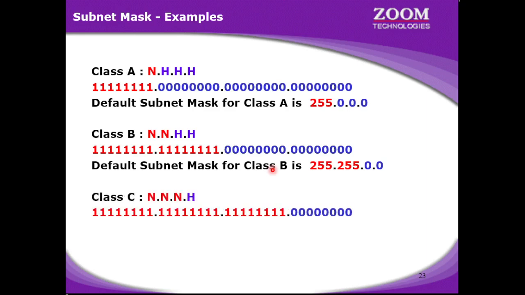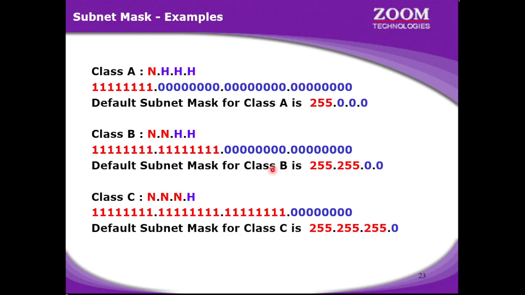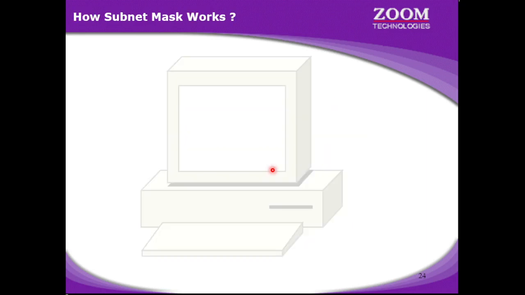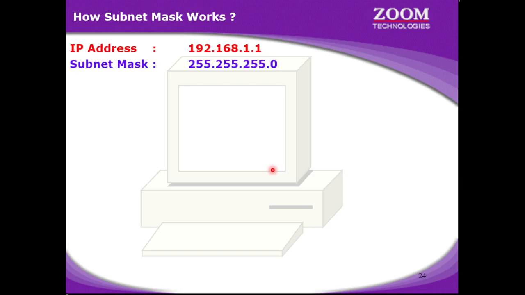Okay? For class C, the default value, lahat ng network ay naka 1 sa binary, no? At lahat ng host portion ay naka 0. Therefore, the default subnet mask for class C is 255.255.255.0. So, how subnet mask works, no? Paano ba gumagana yung subnet mask? So, for example, we have an IP address of 192.168.1.1, no? Meron tayong subnet mask na 255.255.255.0.